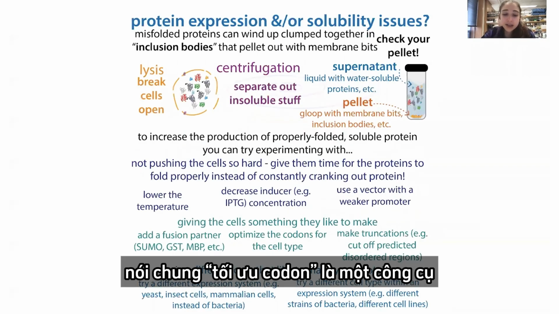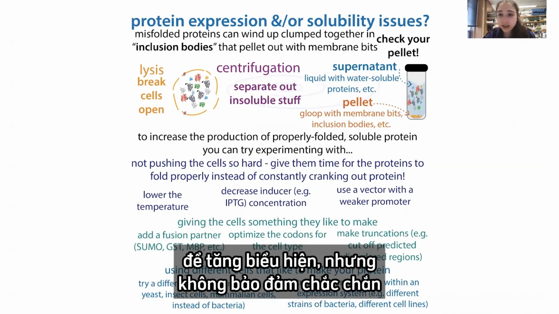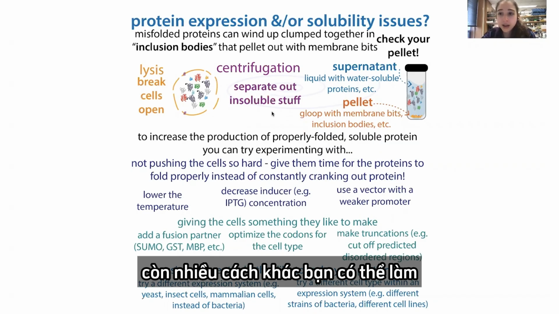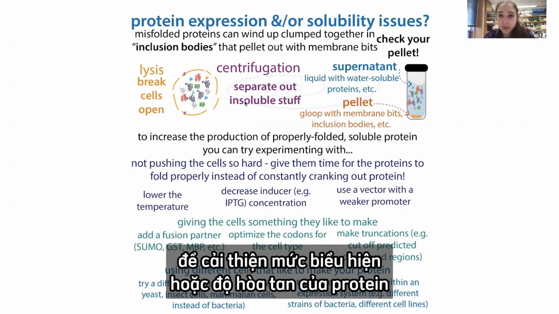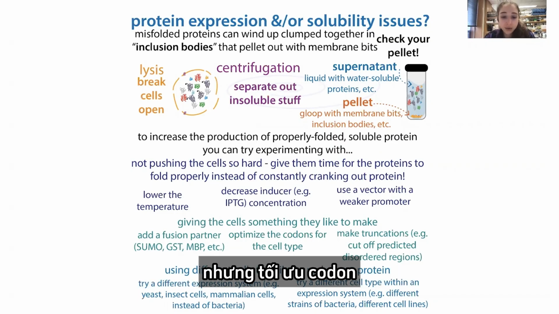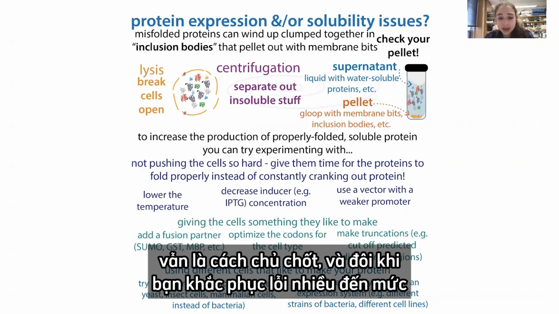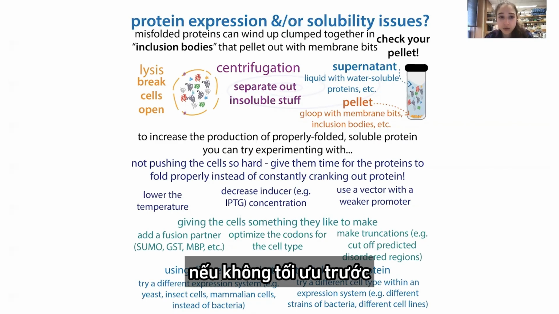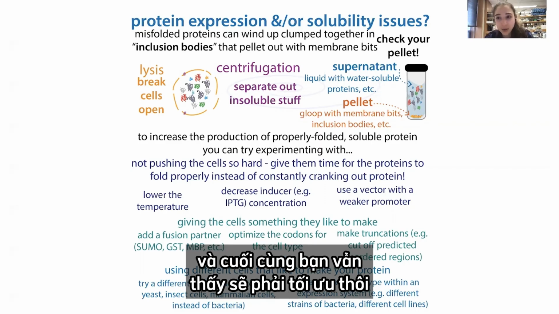Another last thing is, codon optimization is one tool for increasing expression, but it's not guaranteed, and it can be expensive. And so there are a lot of other things you could do as well to try to improve protein expression or solubility, and I have more posts on that. But codon optimization is a key way, and sometimes you do so much troubleshooting if you don't optimize it, and then you eventually think you're going to end up optimizing it.